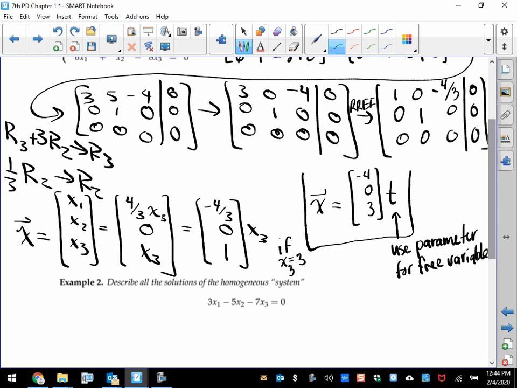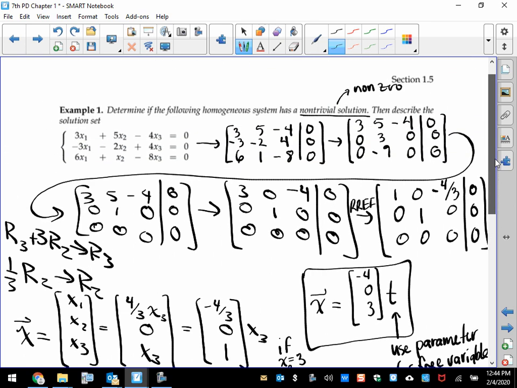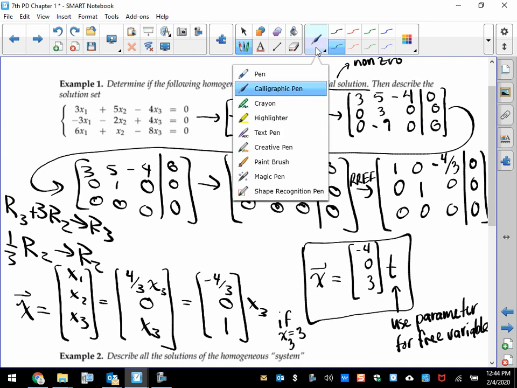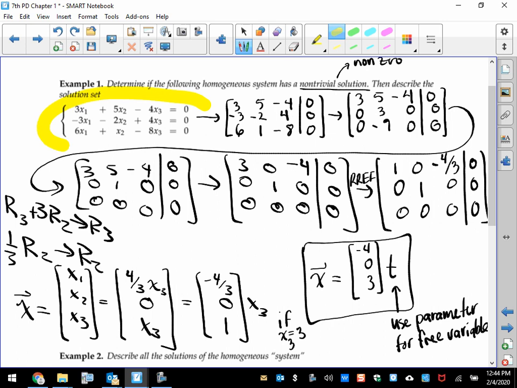And this is our parametric vector solution. So now all solutions of this system above can be represented as negative 4, 0, 3. So we don't want any x2s here in order to get a solution. So let's test it out.